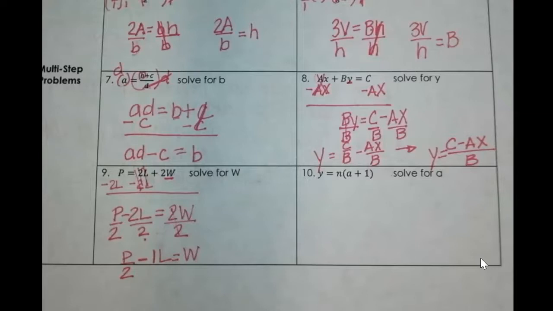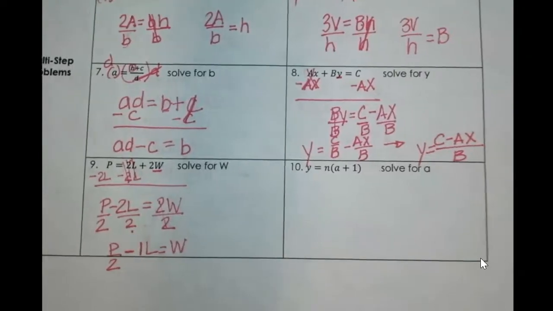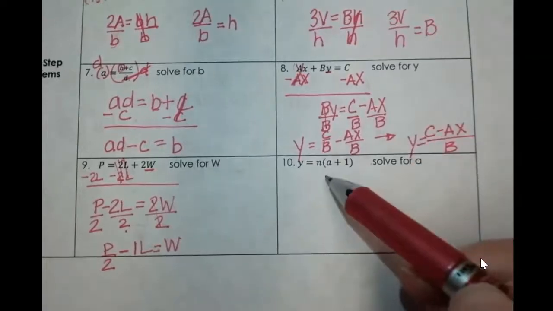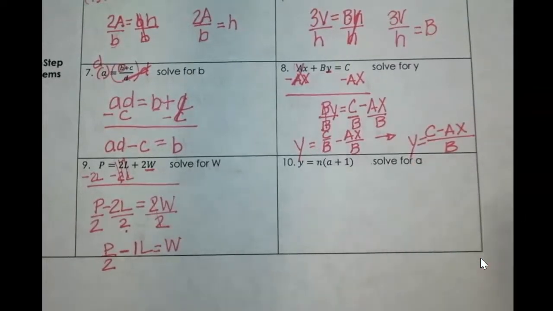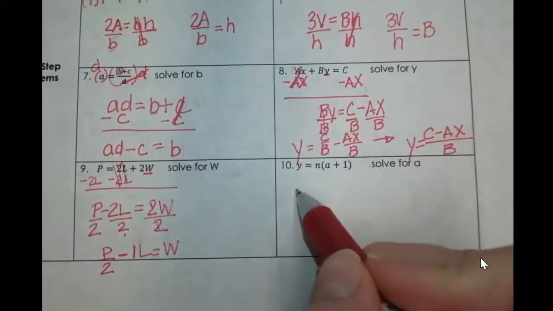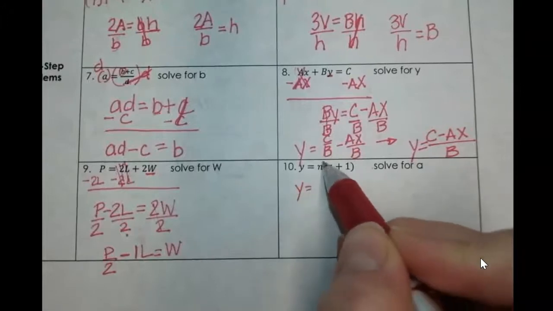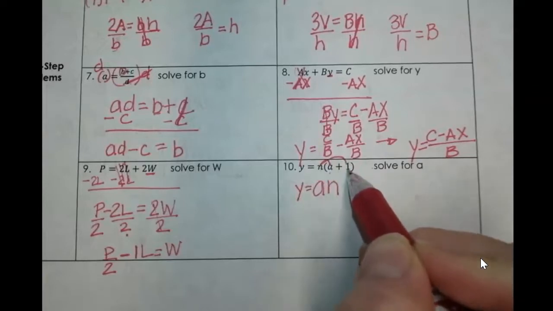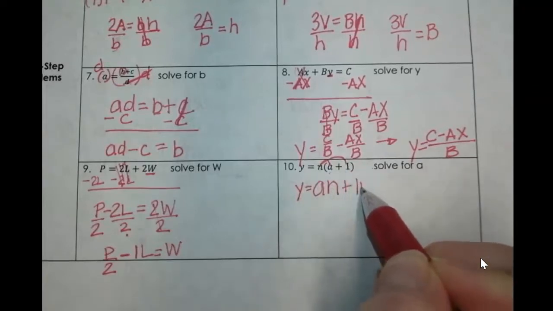Now, one last one. There's a couple ways to handle this guy. Your first thought, I already know, is there's a parenthesis, I should distribute. Well, we can do that. If that's the way you want to handle it, we can do it. So y equals, and if we distribute this in, a times n is going to be an. 1 times n is going to be 1n.